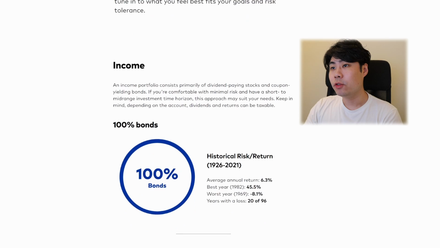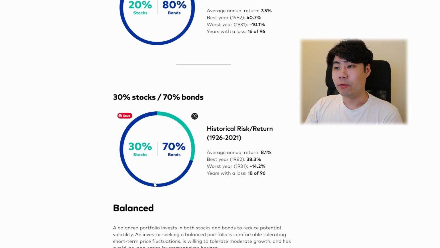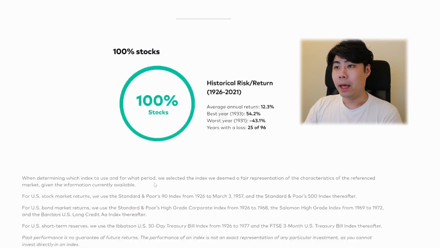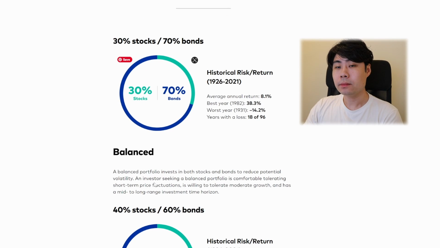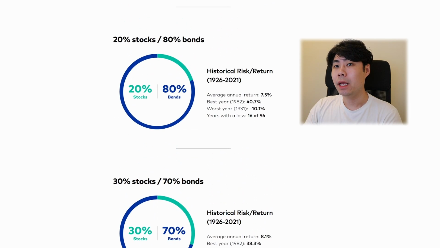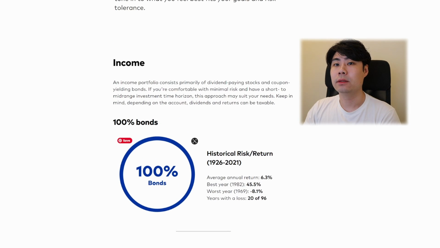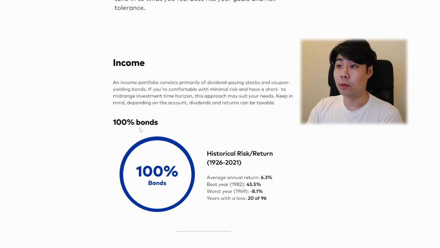At a high level, they have 3 main categories: income, growth, and one in the middle, which is the balanced portfolio. These portfolio allocations also neatly describe the average annual returns, as well as how many years the portfolio encountered a loss. So let's start with the income portfolio.